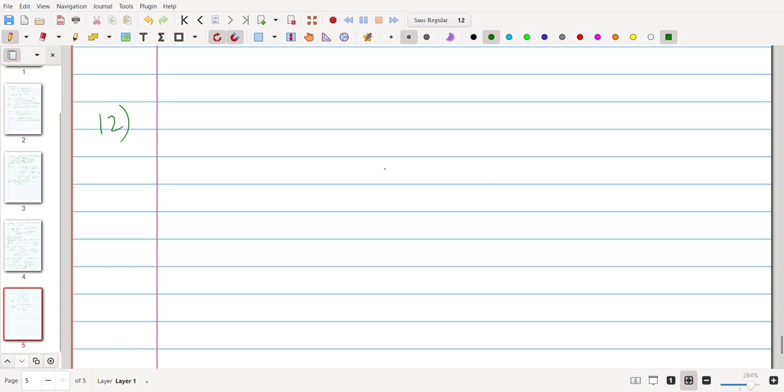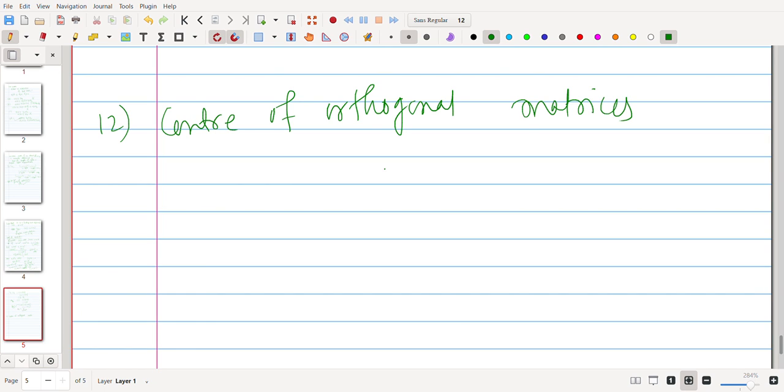Question number 12 is pretty difficult to actually solve, but you can do it by intuition. It says that the center of orthogonal matrices is basically identity and minus identity. Hence the answer is 2. It is difficult to prove exactly. The proof is lengthy and not so trivial if you don't know. So I'll skip that proof because it takes some time to give a detailed argument. But it's a result-based question. If you know it, you can solve it, and intuitively you can see that this is going to happen.